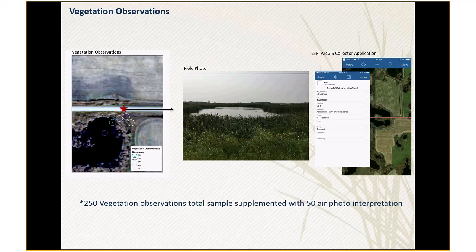Our sample's pretty small from a training perspective. We only had 250 after our days of field. So we did some supplemental work with air photo as well and added another 50, primarily in the open water areas, just to make our training a little more robust.